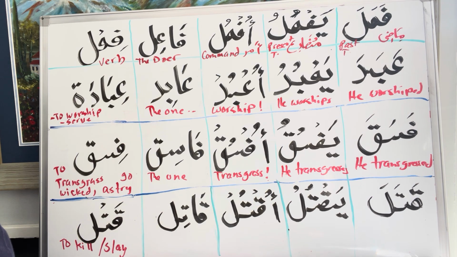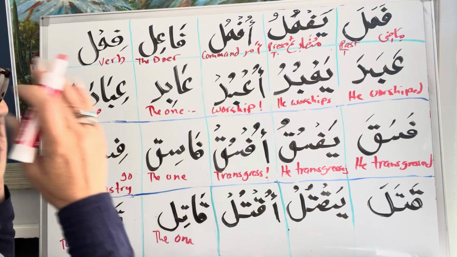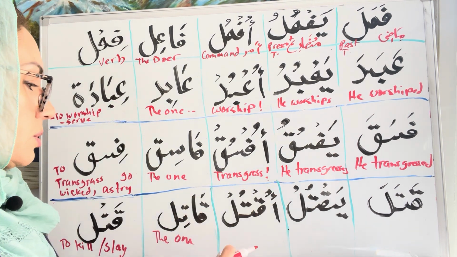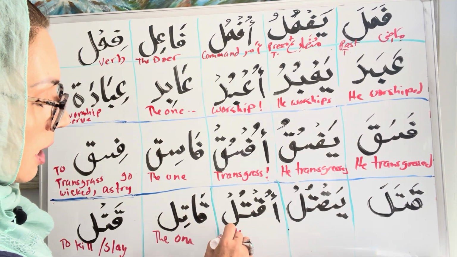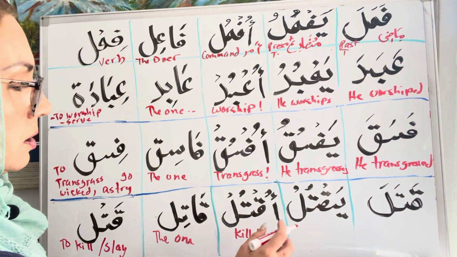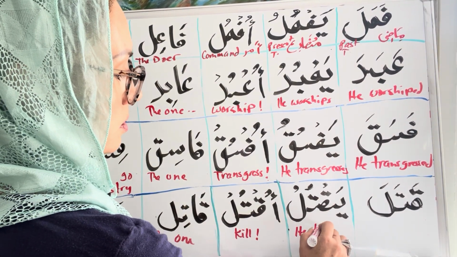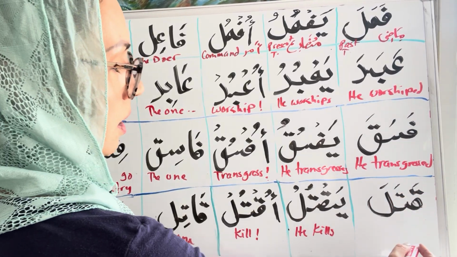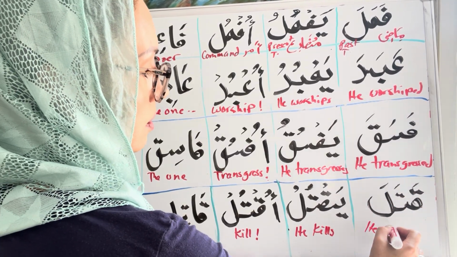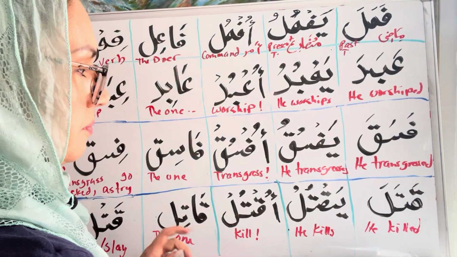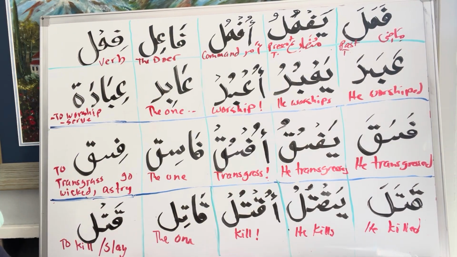Okay, to kill, slay. And of course, qatil is the one who is committing the action. So if someone kills someone, that person is called qatil because he's the one who did the action. Uqtul, this is command, kill. Yaqtulu means he kills. And then qatala, he killed. Okay. All right, we will be back with the clean board.